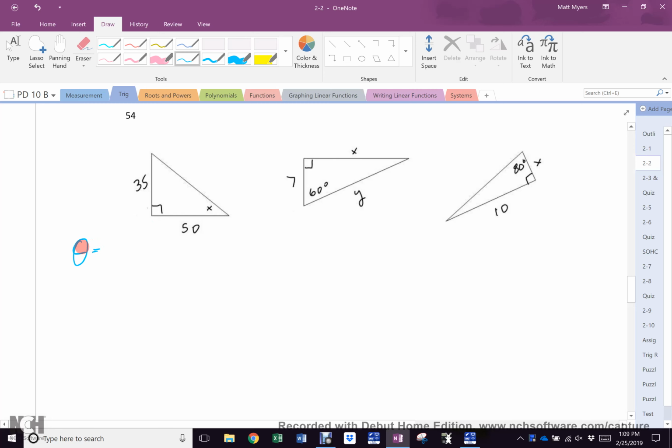Is there a theta about which we are concerned? There is. What is its value? X. Once we have X, that's where we are sitting in the triangle.